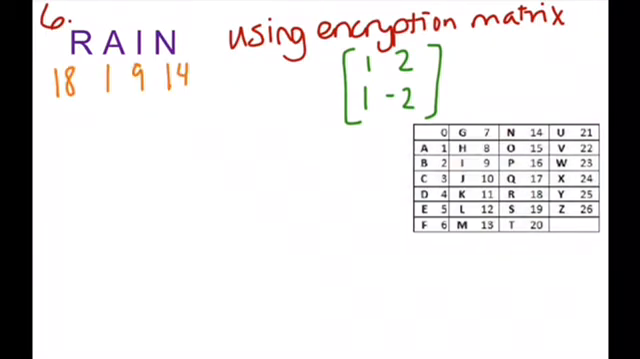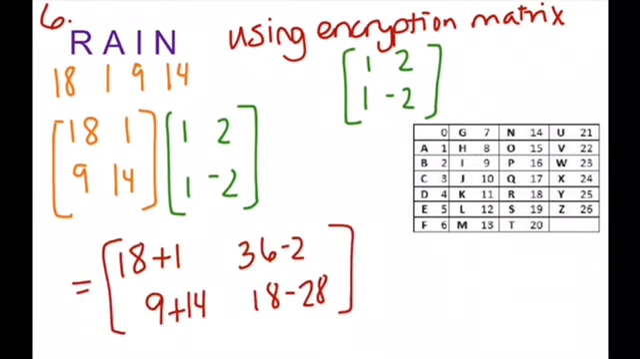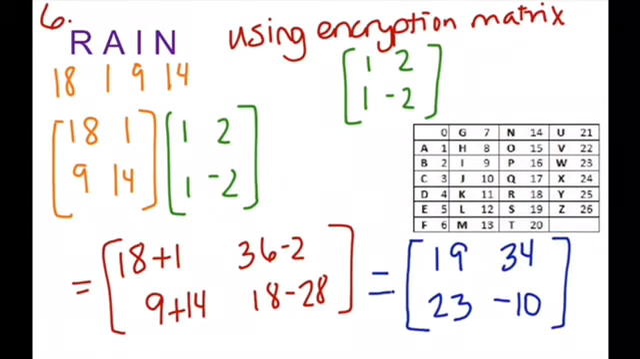Okay, so what I did was I assigned the numbers to each letter according to my alphabet chart. So R is 18 and A is 1 and so on and so forth. And then I'm going to multiply that matrix with my encryption matrix. And when I get done with that, I have 19, 34, 23, negative 10.